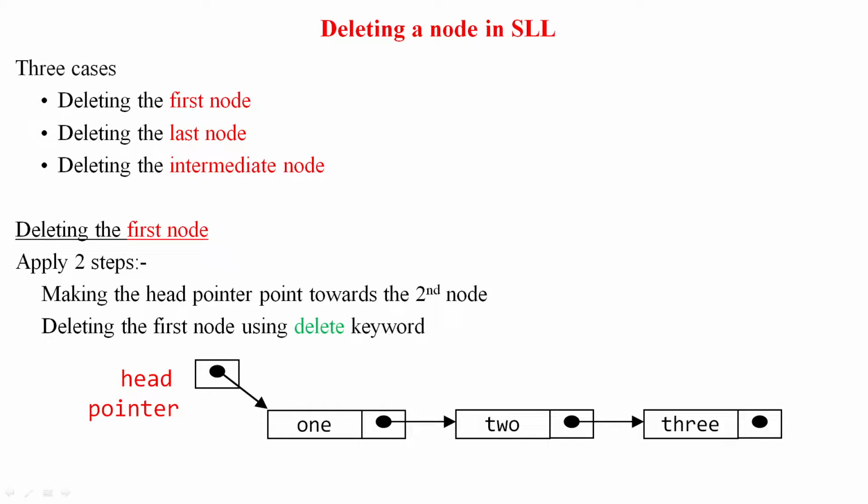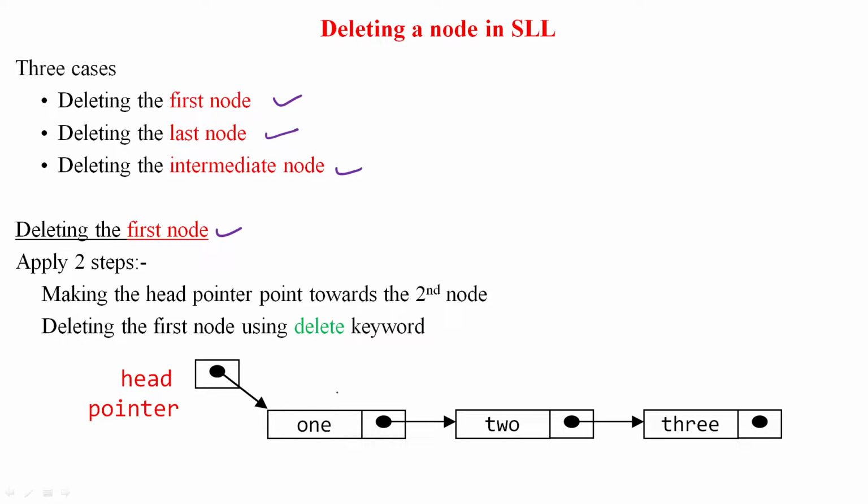Hi, this video explains the deleting of nodes from a single linked list. There are three different cases: deleting the node from the beginning of the list, deleting the node from the end of the list, and deleting the node at a particular position. So here, first we are discussing deleting the node from the beginning of the list.